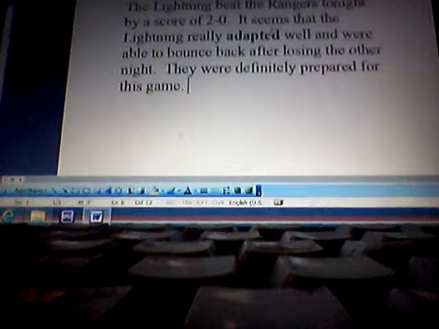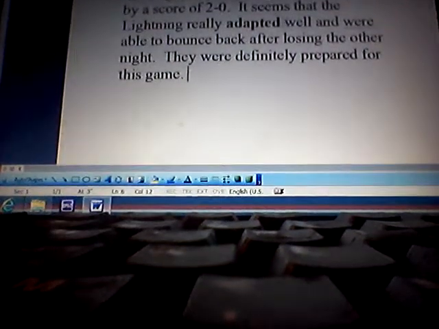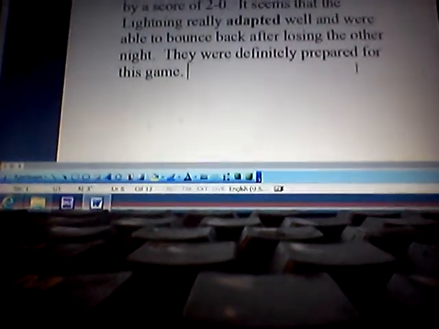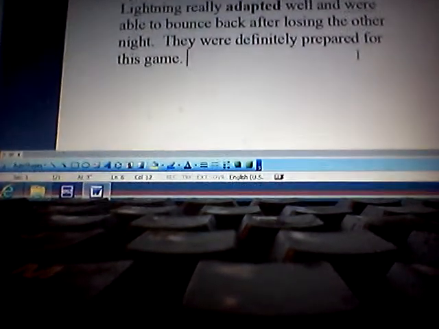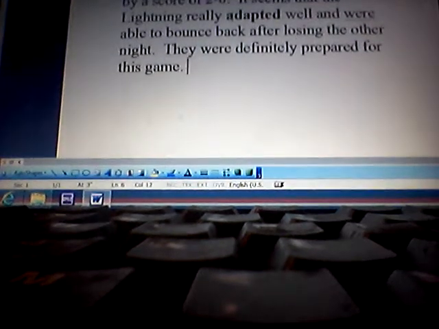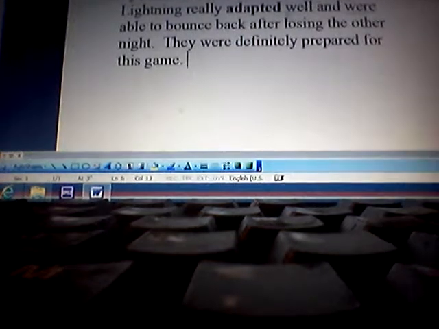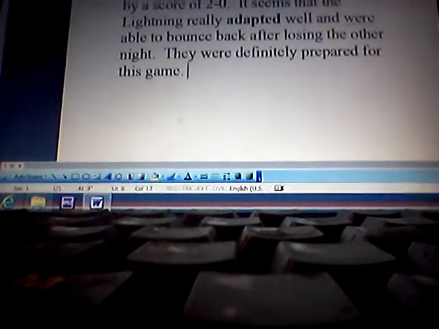Now, of course, it says prepared here, but that's what's so crazy about the English language. You could use synonyms. We'll talk about that in another video. You could use other words to repeat what you just said without sounding like you're repeating it. So if I replaced adapted with prepared, that makes perfect sense. The Lightning really prepared themselves well and were able to bounce back after a loss. That is what adapted means, at least in my eyes, and probably in most people's eyes.